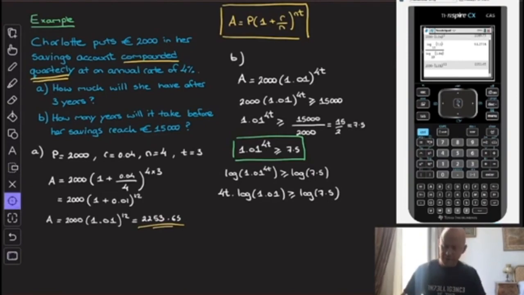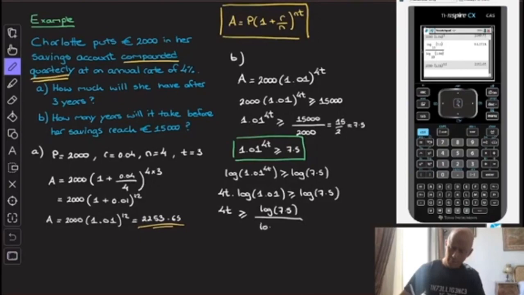Actually, I could do it in two steps, I guess. I'll start by dividing both sides by log of 1.01. So that turns into 4t greater than or equal to log of 7.5 over log of 1.01. And finally, I divide both sides by 4.